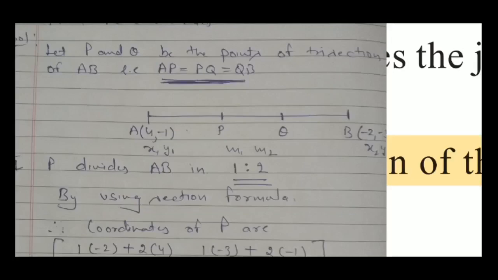See the solution of the second question. You can see its diagram. The given line segment is AB whose coordinates are (4, -1) and (-2, -3), and P and Q are two points which divide this line segment into 3 equal parts. Therefore AP equals PQ equals QB. In the first condition, P divides AB in the ratio 1:2. You can see very clearly because AP equals PQ equals QB, so P divides AB in 1:2.